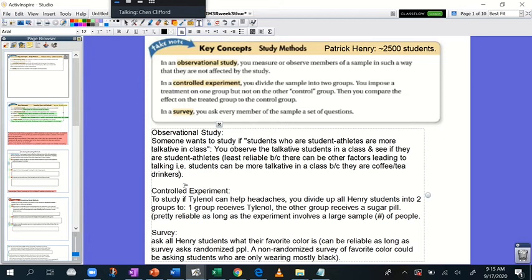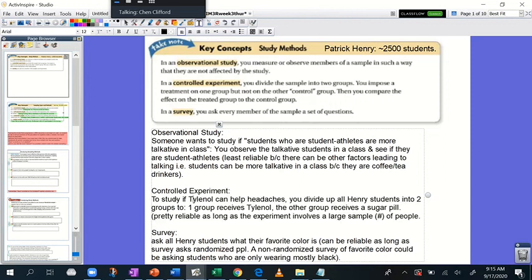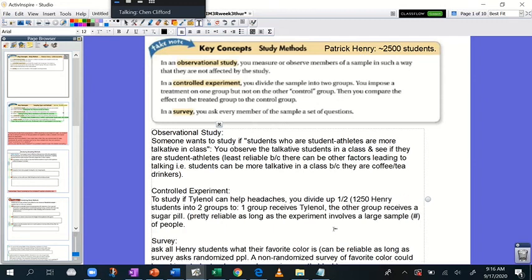Now let's take a controlled experiment. This is probably the most reliable out of all the studies. Let's say you're trying to figure out if Tylenol can help headaches. So let's say you divide all Henry students into two groups. Let's say not all, let's change it to half. So 2,500 divided by 2 is 1,250 students.